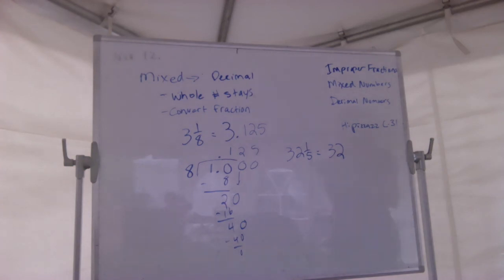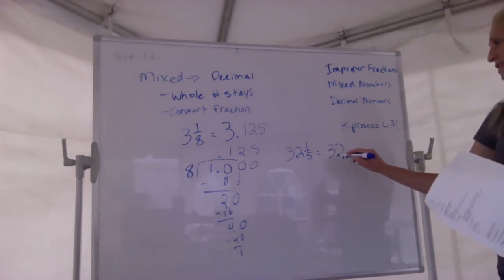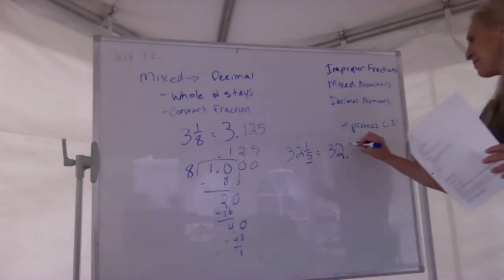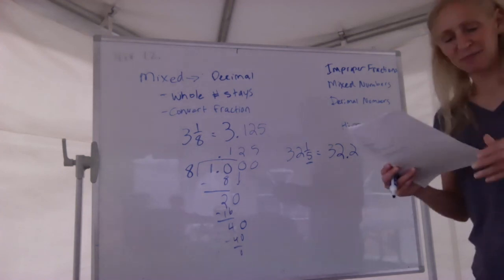Okay, Dane, what do you have? 32 over 2. I mean, 32 points. Oh, I forgot to put the decimal. Yes, 32.2. Because remember we get that 0.2 and we have to add it to the whole number that we already had. Okay, last piece, decimal to mixed number.